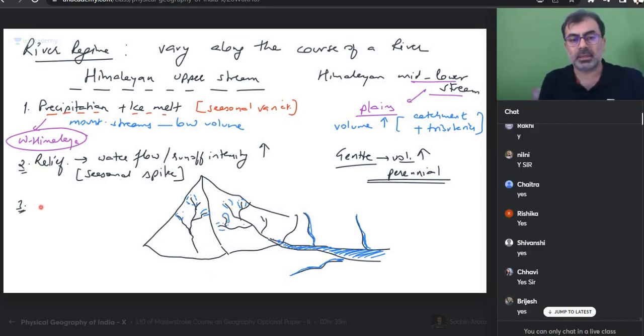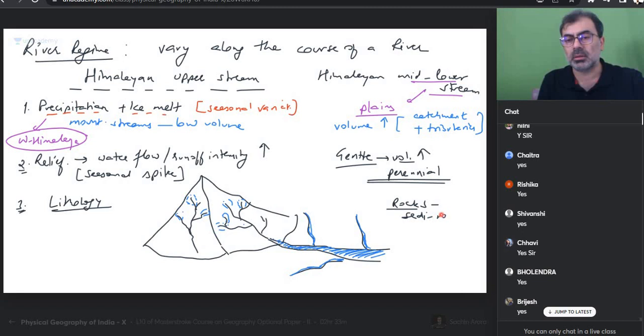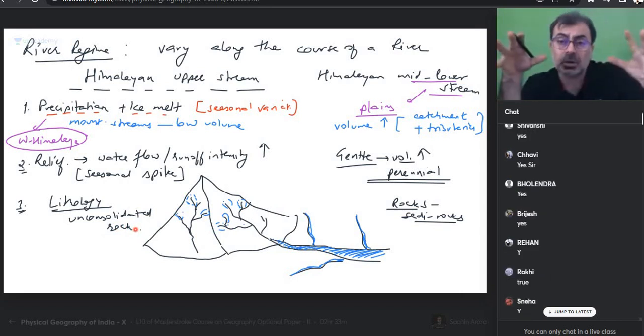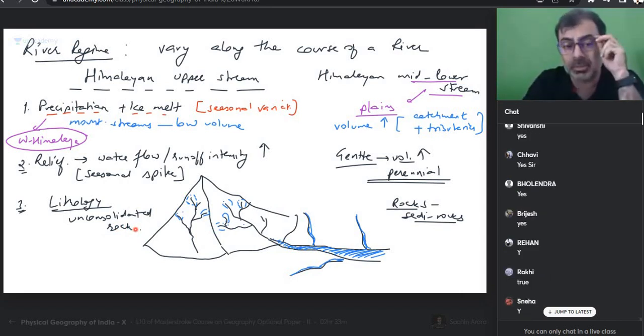एक third thing मैं डालना चाहता हूँ, lithology. The rocks, sedimentary rocks, unconsolidated rocks. True, everyone? Unconsolidated means there are fragments. They have not got solidified. So what will happen to the percolation? Percolation high or low?